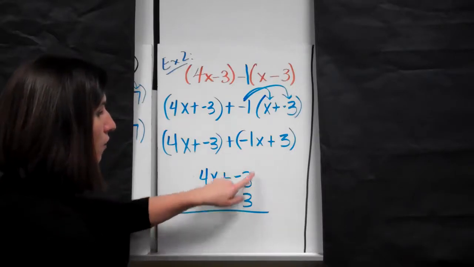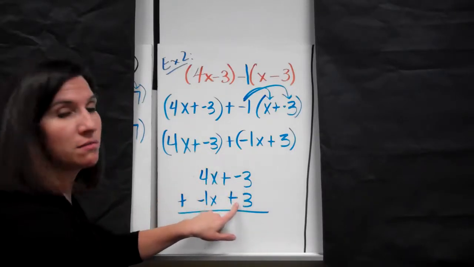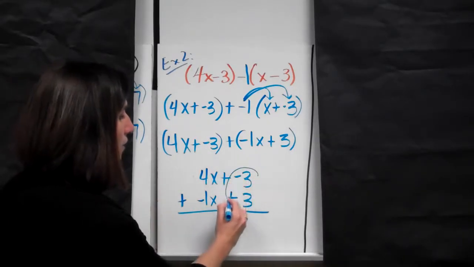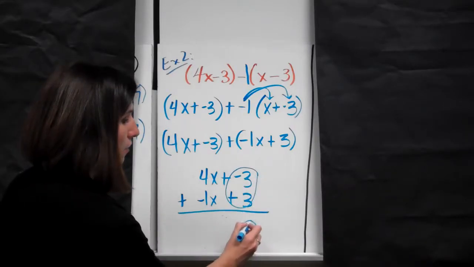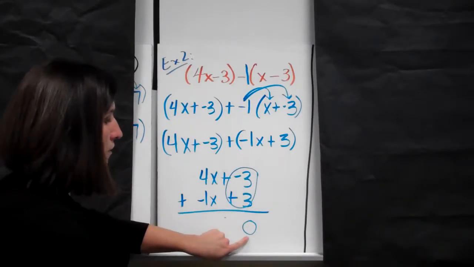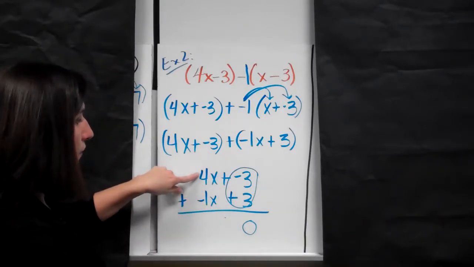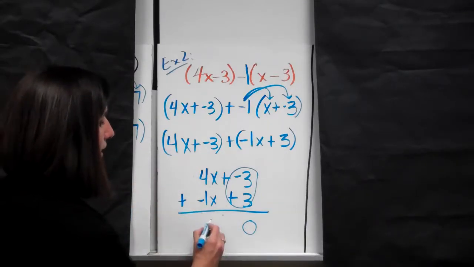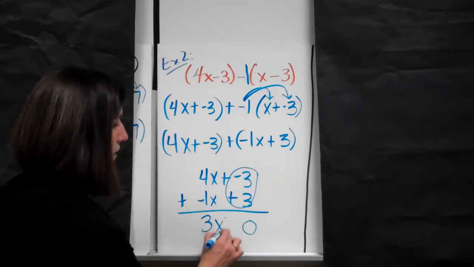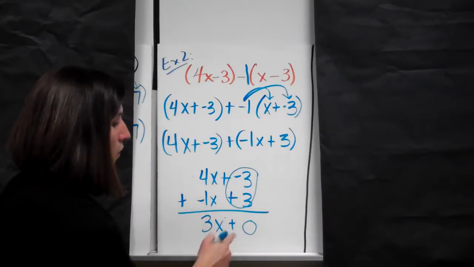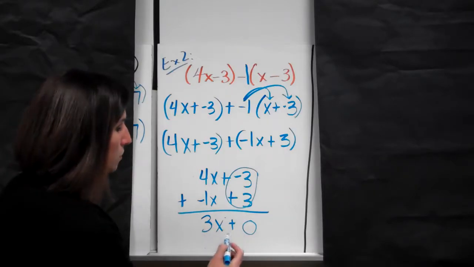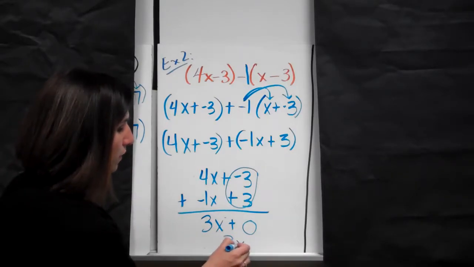And if you look over here, I have negative 3 and positive 3, and together we call that a zero pair. So we can just write 0 down here, just for now. And now we can work with our x terms. We have 4x plus negative 1x, which gives us 3x plus 0. We don't really need to put this plus 0, so our answer can just be written as 3x.